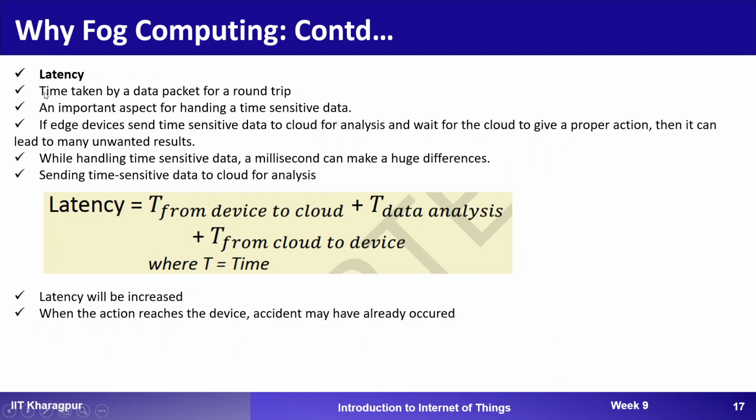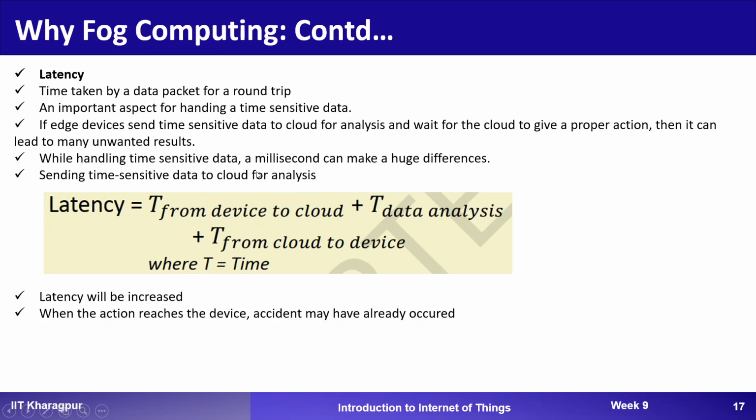Next one is latency. It is the time taken by a data packet for a round trip. For example, a round trip here means the end user will request data, and the centralized server or your cloud will provide that data to your end devices. So it is the time taken by the request to reach the cloud, plus the time taken by the data to reach the end device from the cloud. So this is the round trip time.